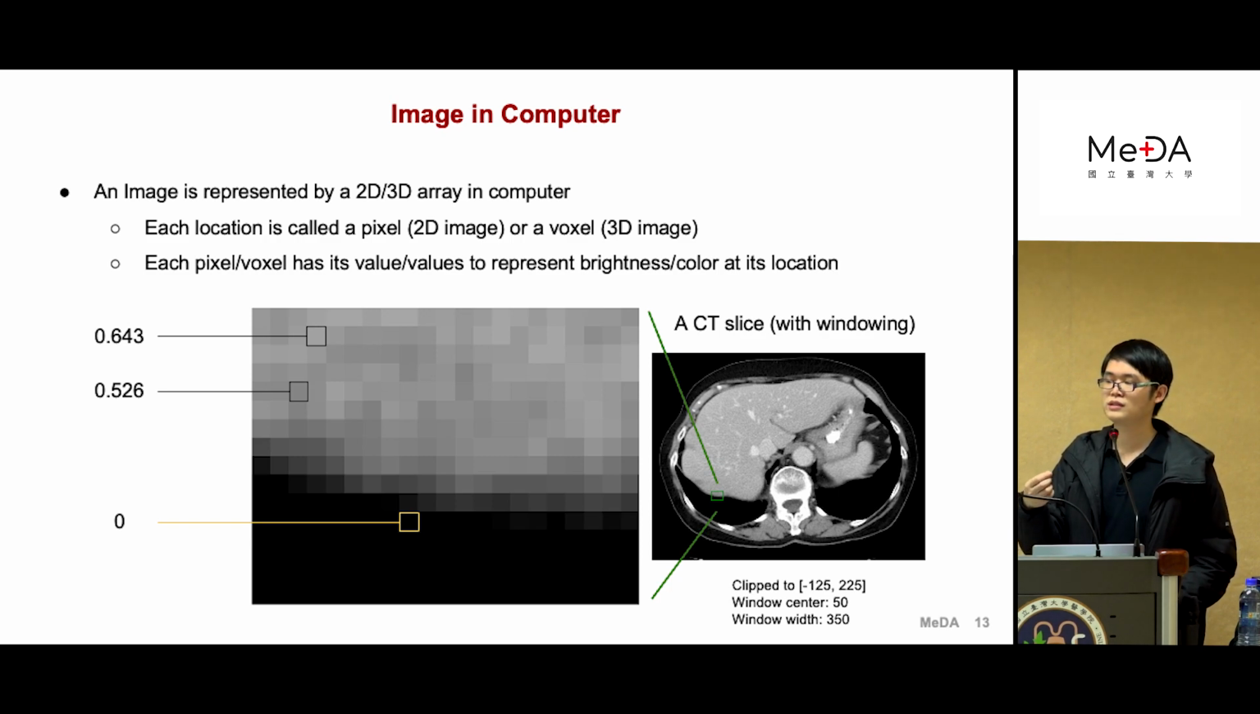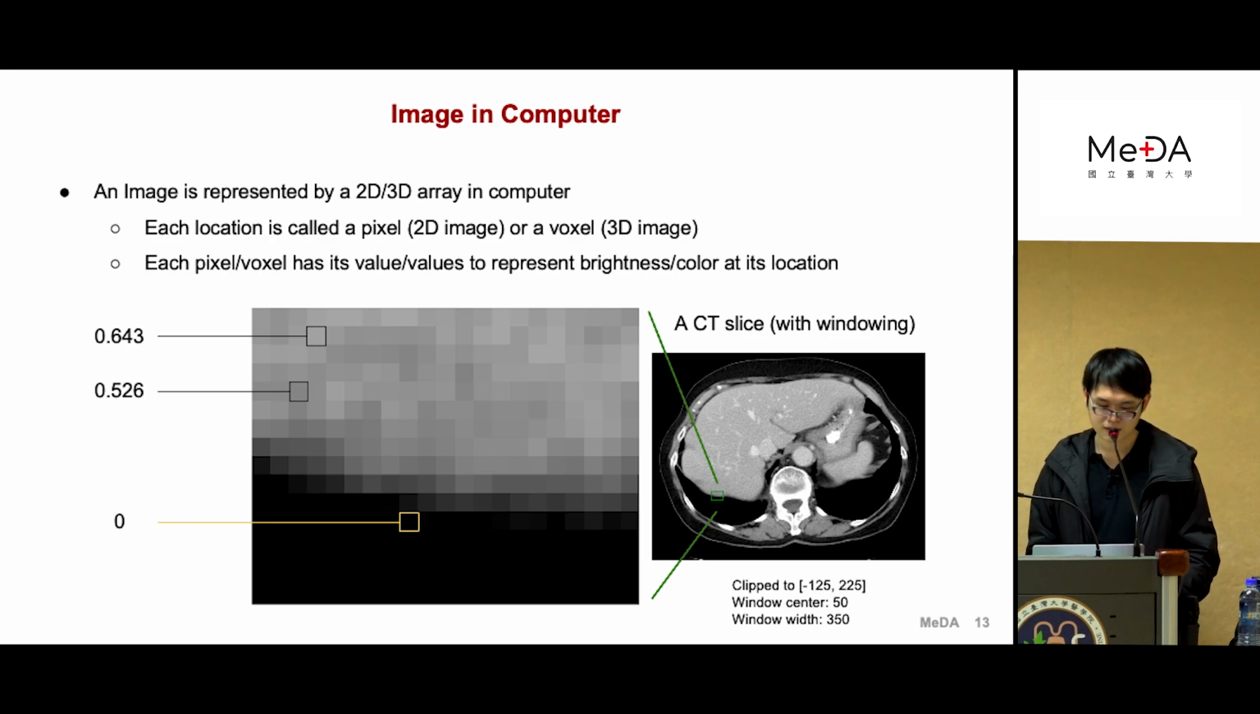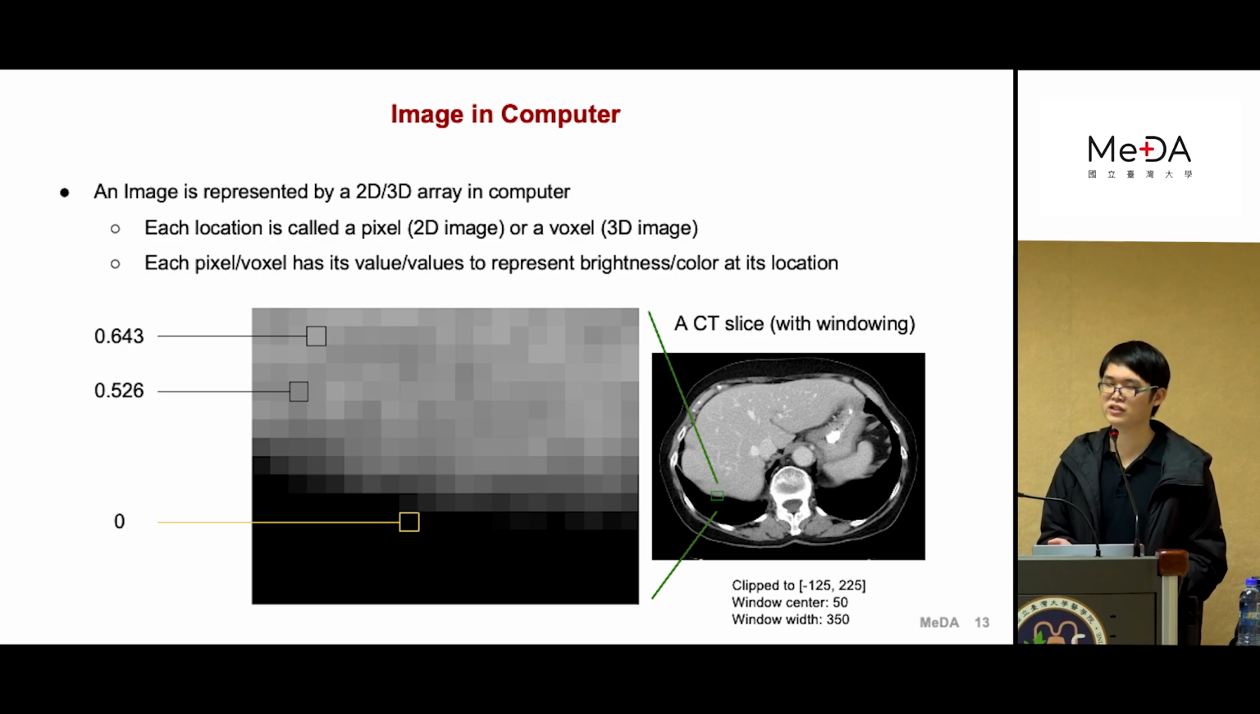Because we want to use a computer to run the AI, we need to know what an image is in a computer. So in a computer, an image that looks like this is actually stored as an array. A 2D image like this one is stored in a 2D array, and of course, a three-dimensional image is stored in a three-dimensional array. An array means we put the values, or some numbers, in order into a square or a cube.